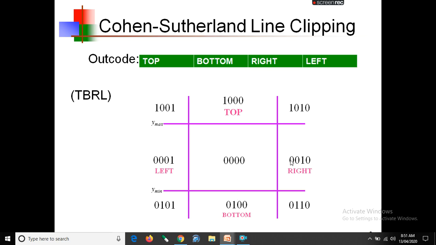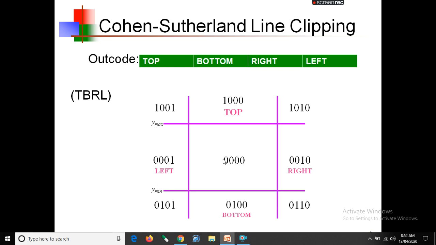Similarly, if the third bit is 1 in a given outcode and all the other bits are 0, it means that this is the region code for this particular area. This region code ranges from y minimum to y maximum and only within this area. Similarly, if the fourth bit is 1, it indicates this is the outcode or region code for this particular area, and its code ranges from y minimum to y maximum.